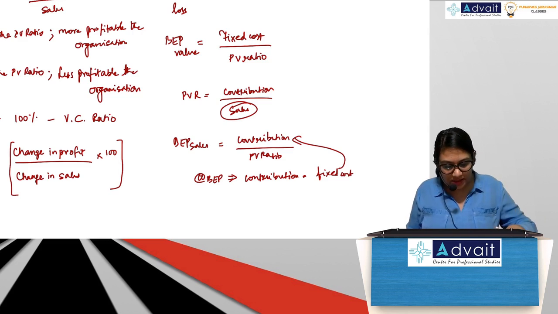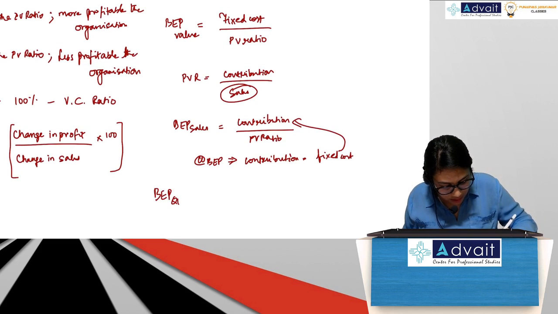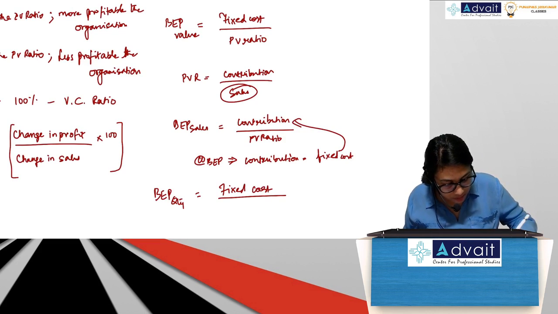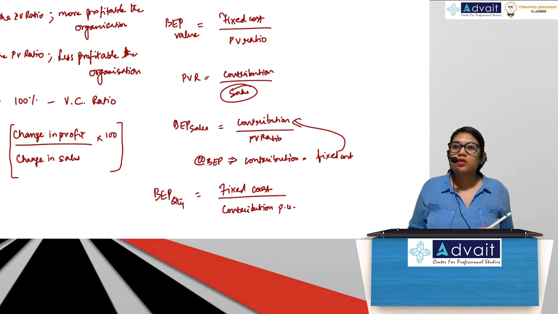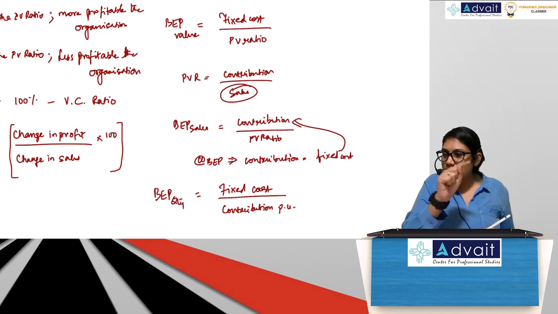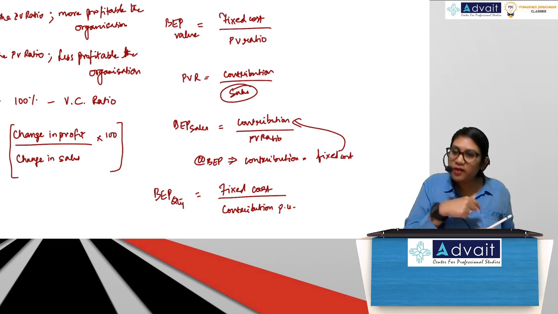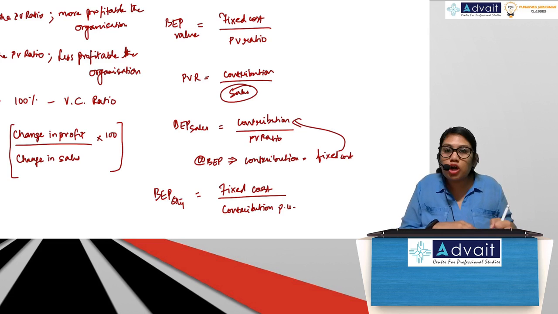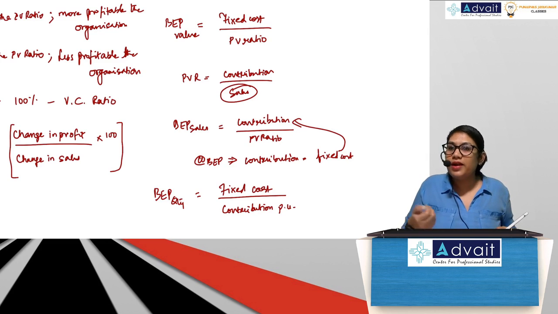Guys, okay? And similarly, if I need BEP in quantity, then fixed cost by contribution per unit. I'll get quantity, no? Contribution per unit into quantity gives me total contribution. At BEP, fixed cost is my total contribution. Total contribution by contribution per unit gives me quantity. But instead of contribution, what am I keeping here? Fixed cost. Both are equal anyways at BEP. Guys, okay?